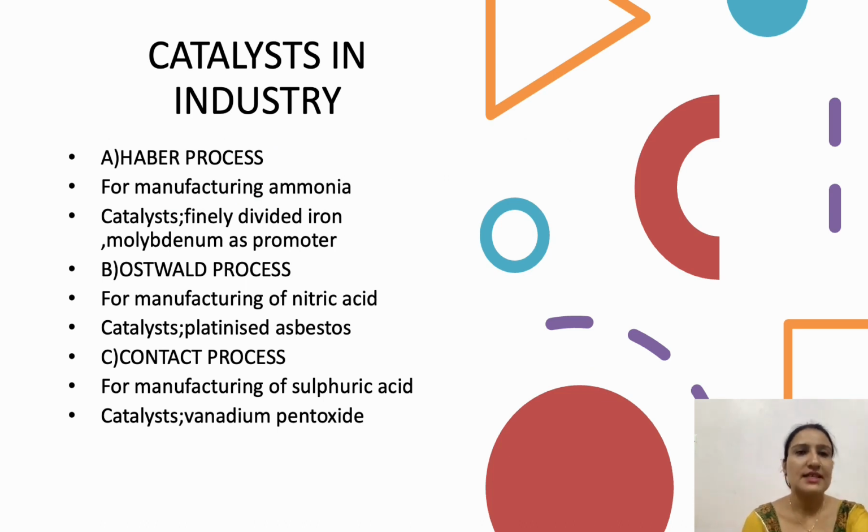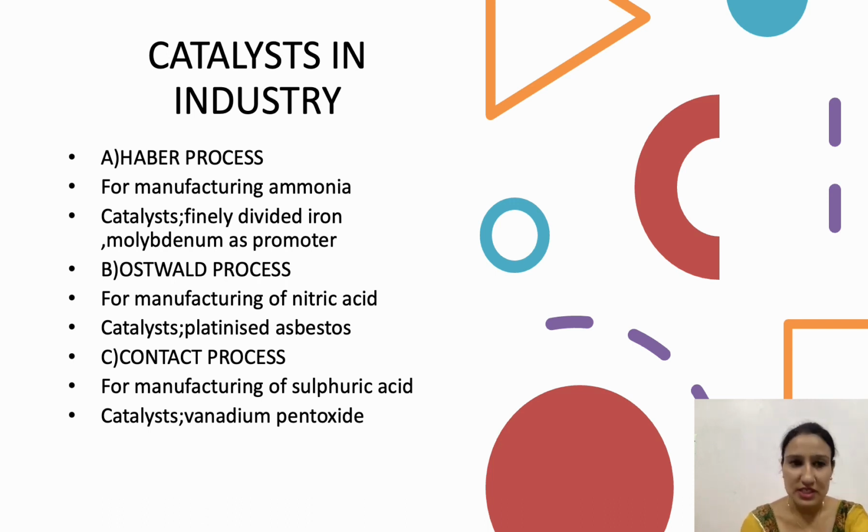Now next is catalyst in industries. These catalysts are used in various industries, as we discussed earlier. The first is the formation of ammonia by the Haber process. Here the catalyst is finely divided iron, with molybdenum as a promoter.